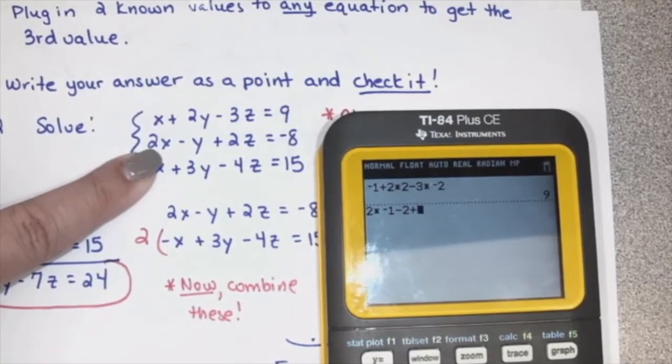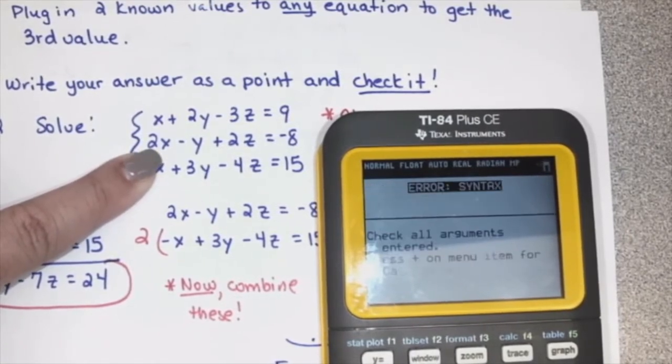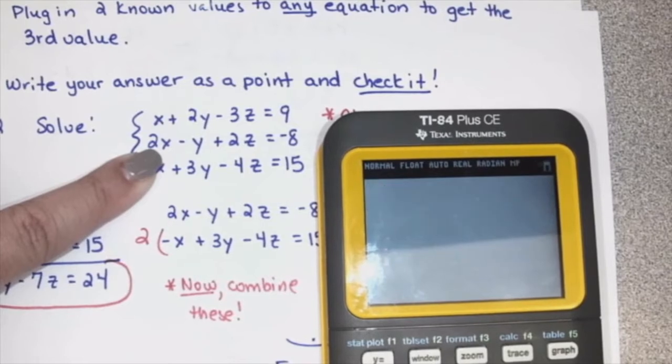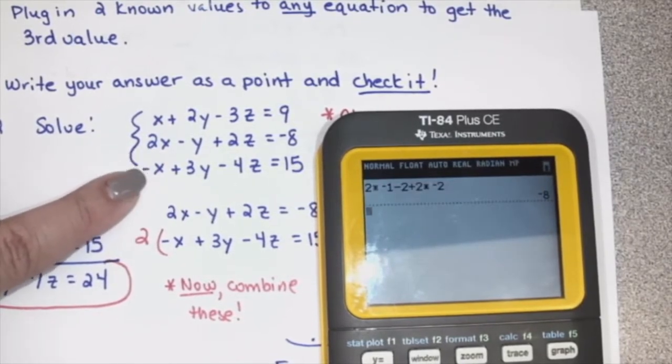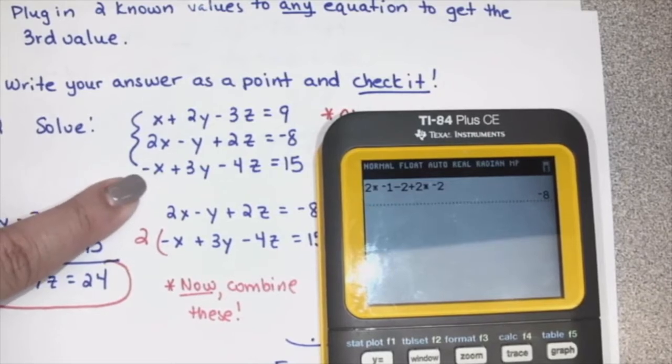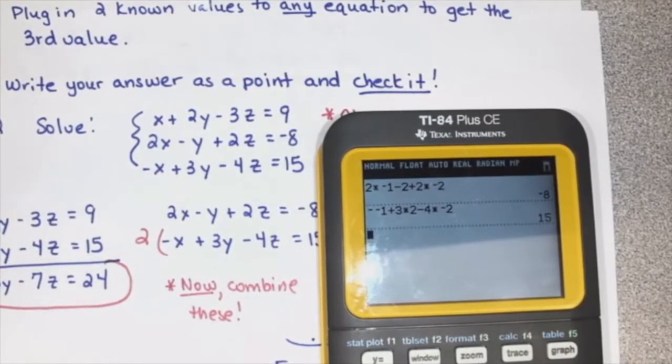Negative 2 plus 2 times negative 2 is supposed to be negative 8. I made an error because I put a double minus sign. And notice I get it there, right? And then finally, negative 1, right? So I can even do that if I want to. Negative 1 plus 3 times 2 minus 4 times negative 2. And notice I get 15 just like I thought.